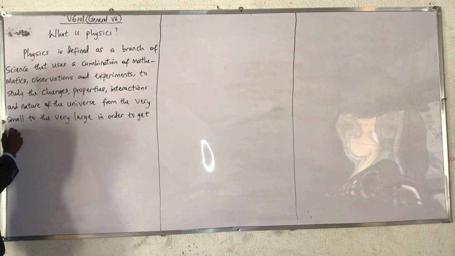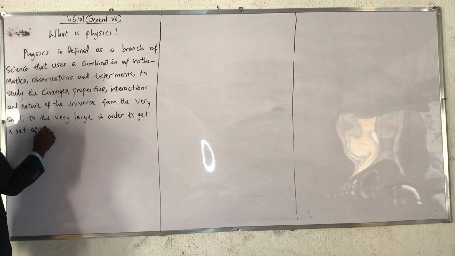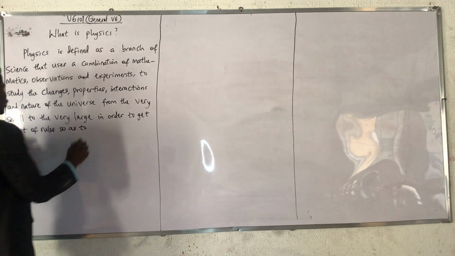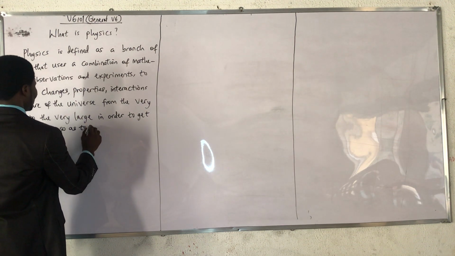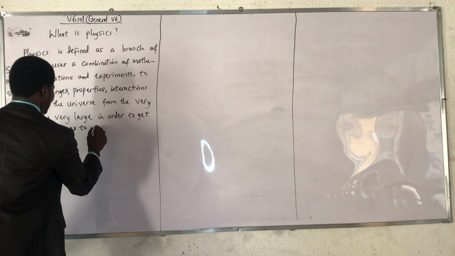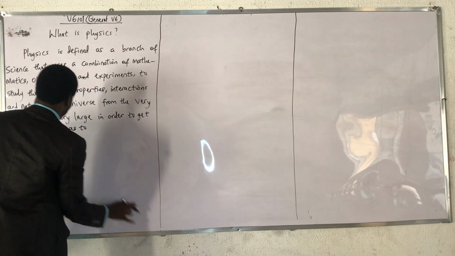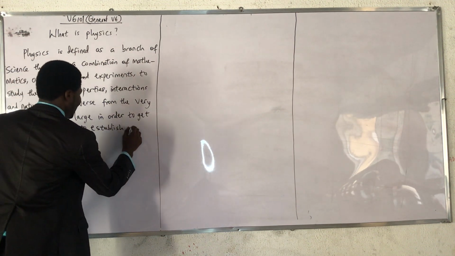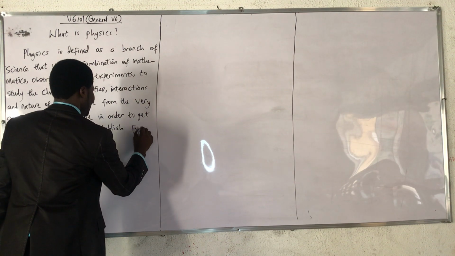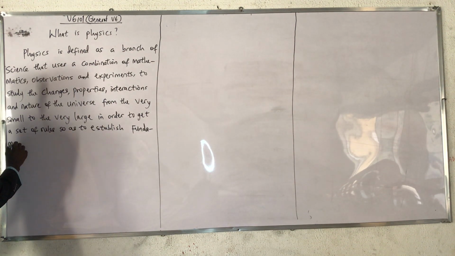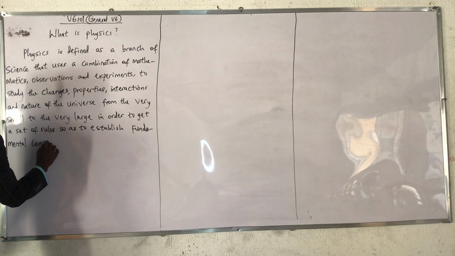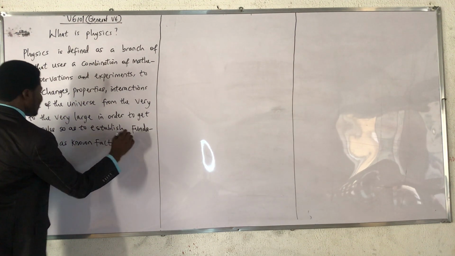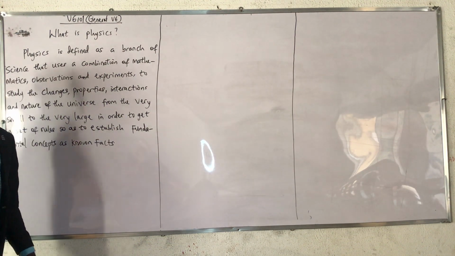In order to get a set of rules, so as to generate or establish fundamental concepts as known facts. That is the aim of physics.